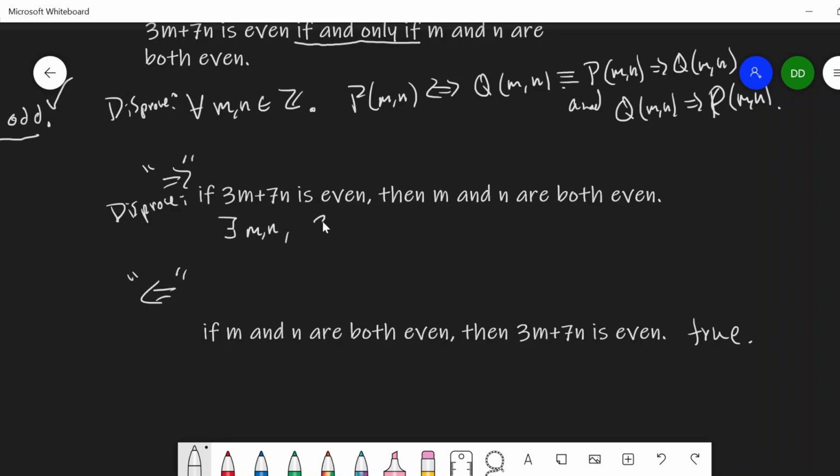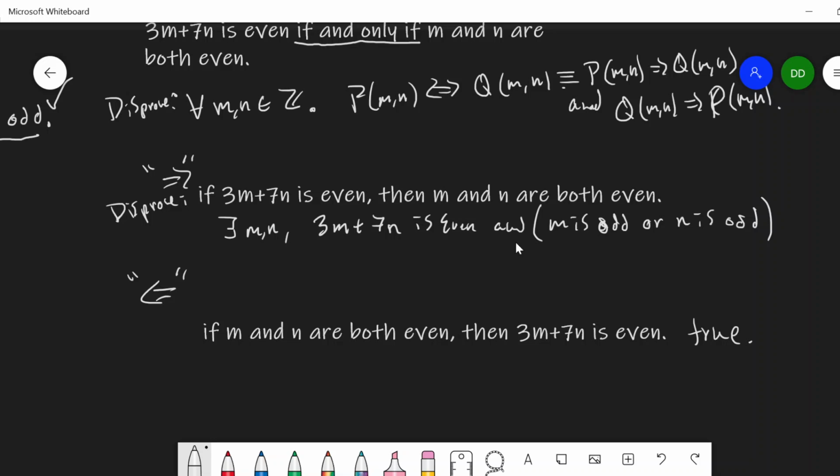such that 3m plus 7n is even, the hypothesis is satisfied, and not m and n are both even. So think about the negation of m and n being both even would be m is odd or n is odd. So I need to come up with an example where at least m or n is odd, but 3m plus 7n is even.